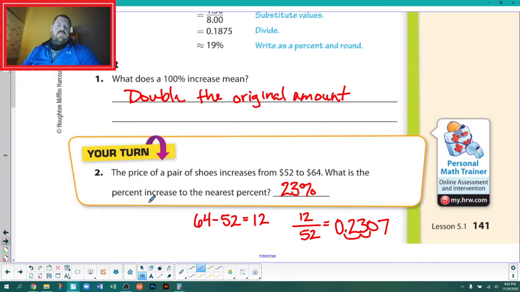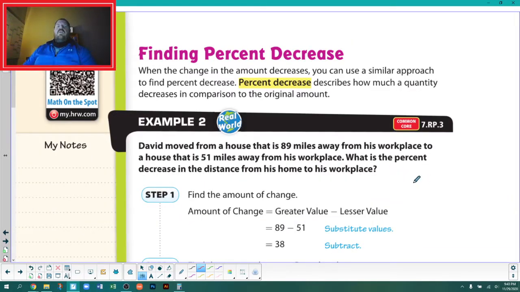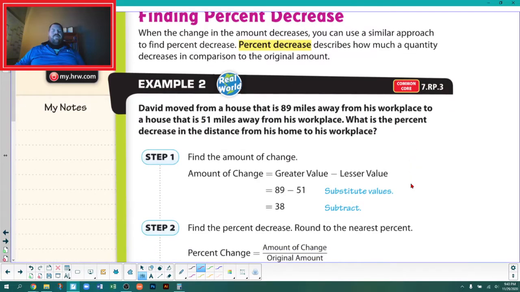Okay, let's move on. Percent decrease. Yeah, I guess don't take the original and subtract, or don't take the later and subtract the original. That doesn't work out, I guess. Dang it. Because of how they have it, there's a way that you can do it, but don't fall into that trap.